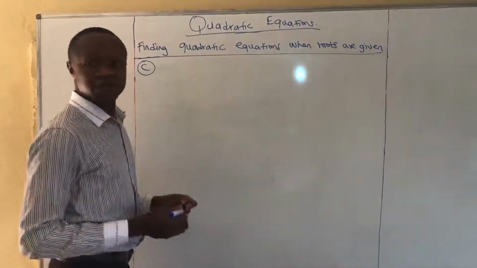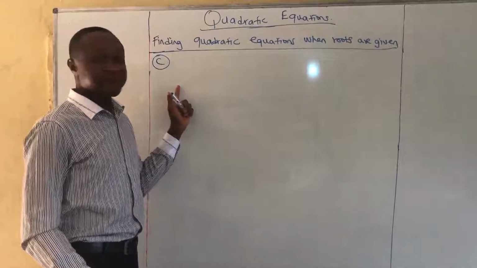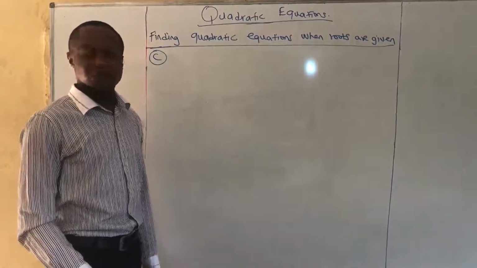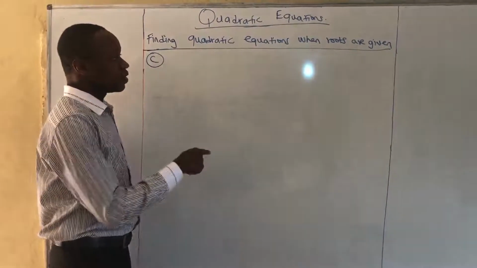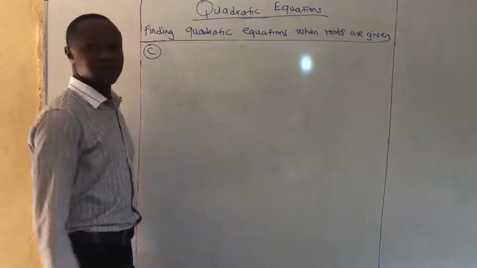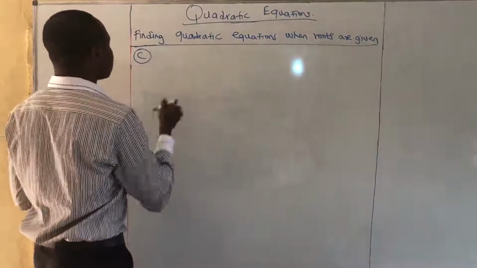Alright, for question C, remember that question A, the first question, is: find the quadratic equation whose roots are -2, -5. B: find the quadratic equation whose roots are 1 and -1/3. And we took those ones. Now we have an interesting one.